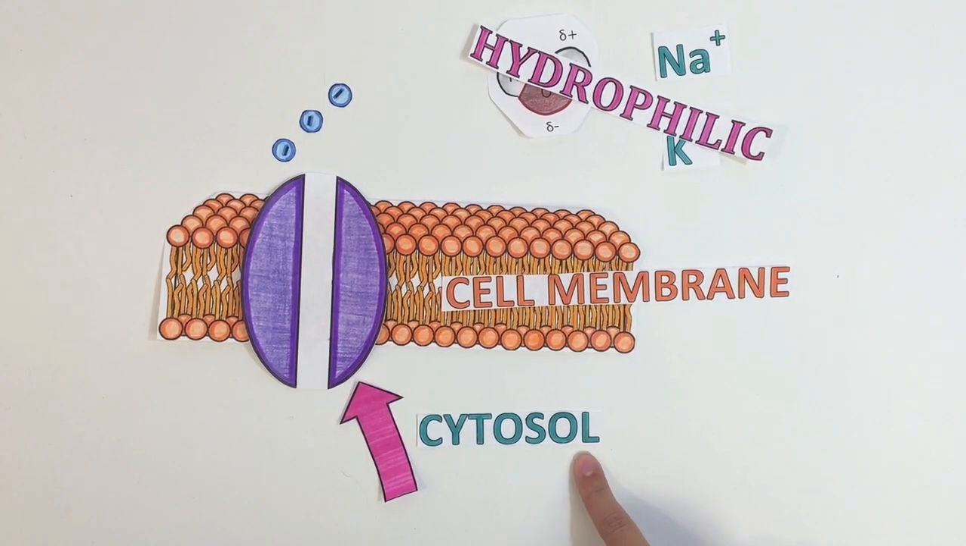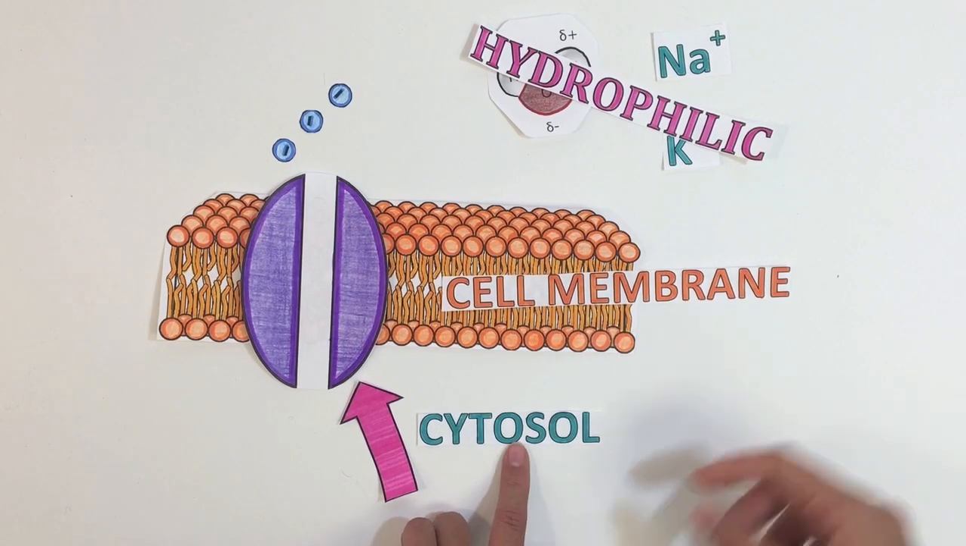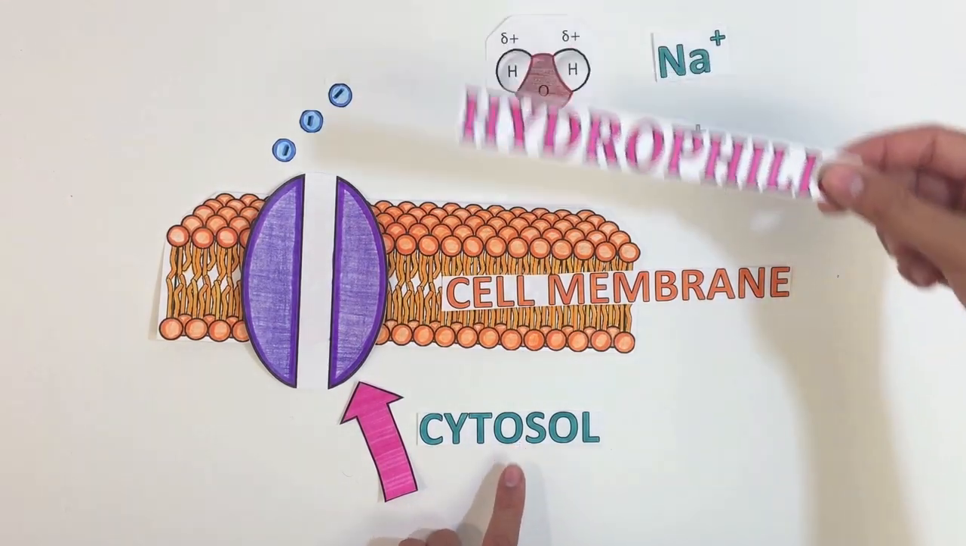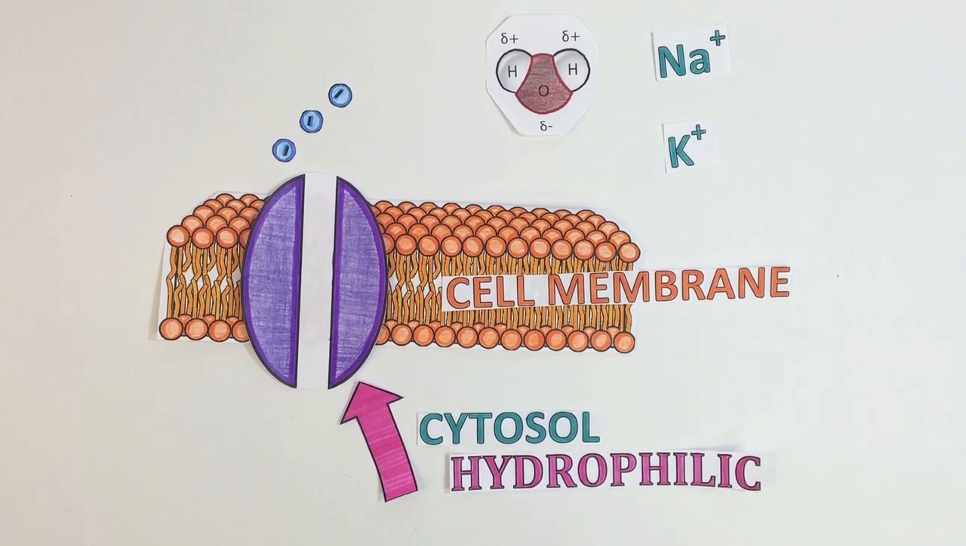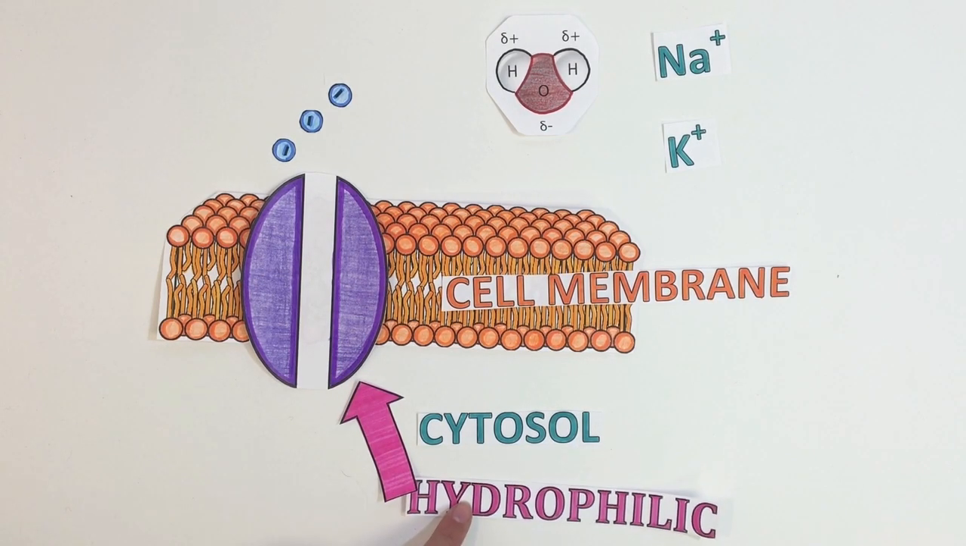The cytosol is the fluid within the cell that consists of water with various things dissolved in it. Therefore, the cytosol is also hydrophilic. Because of this, the portion of the protein in contact with the cytosol must also be hydrophilic, or lined with hydrophilic amino acids.